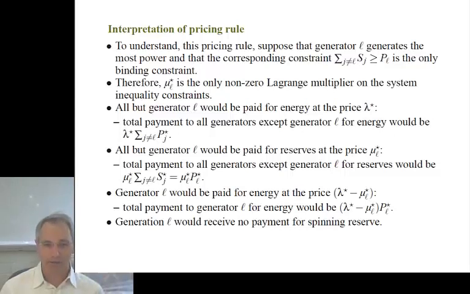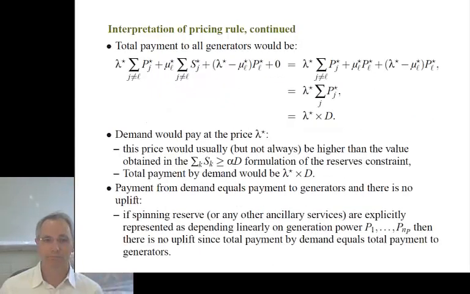How about generator L? Remember that its price for energy is lambda star minus mu L star, so it would be paid lambda star minus mu L star times PL star, but it receives no payment for spinning reserve. That means that the total payment to all generators would be the payment for energy to all generators except L, the payment for reserves to all generators except L, the payment to generator L for energy, and the payment to generator L for reserves.